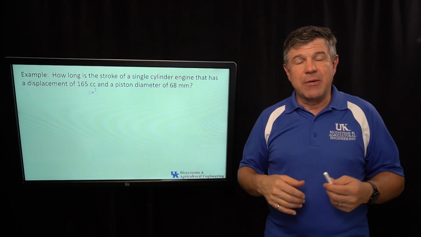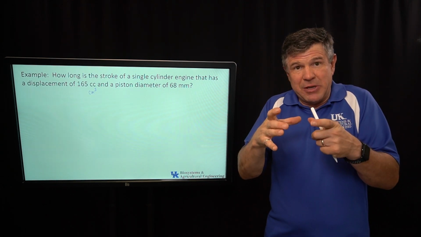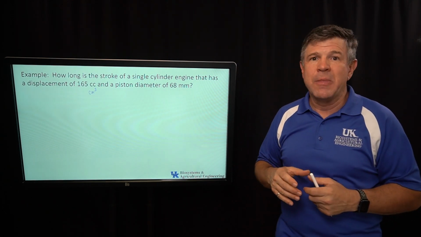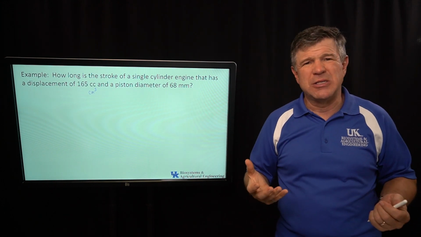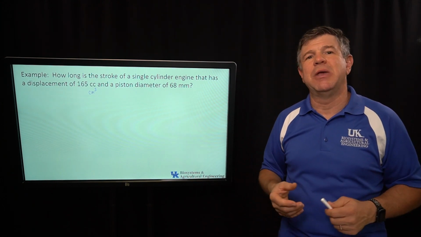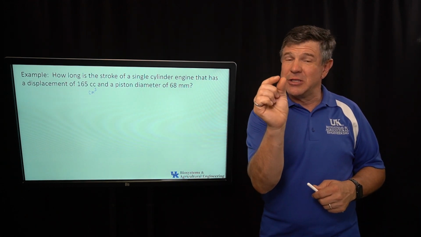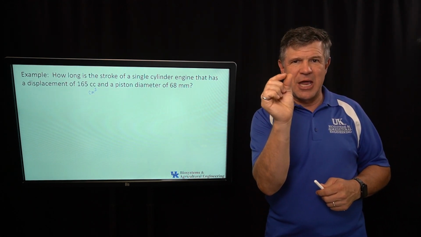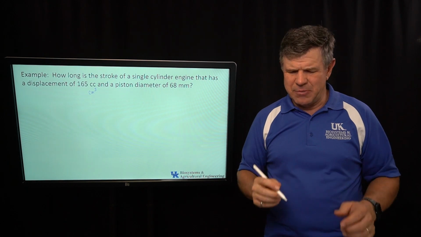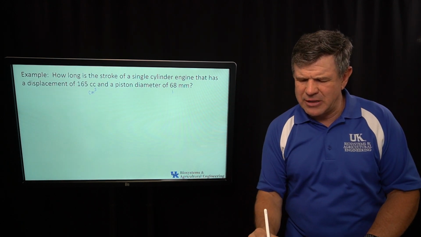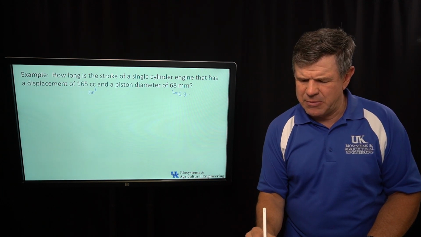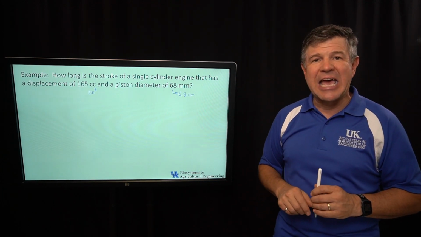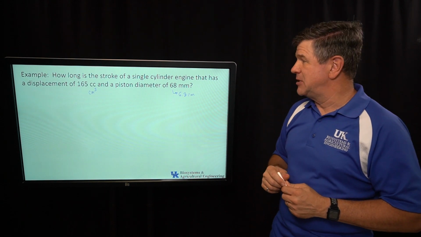So our piston diameter, which is the diameter of the piston, that's the same as our bore. But that bore, the piston diameter, is 68 mm. What is an mm? That's a millimeter. And a millimeter is smaller than a centimeter. So there's 10 millimeters in a centimeter. So I could actually rewrite this as 6.8 centimeters, since there's 10 millimeters in a centimeter.